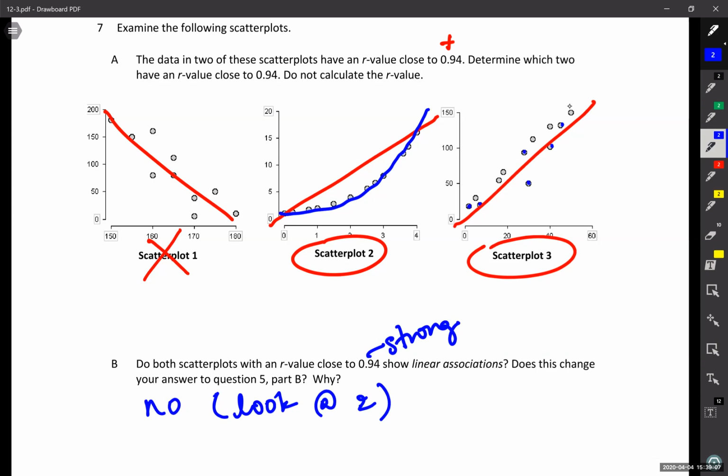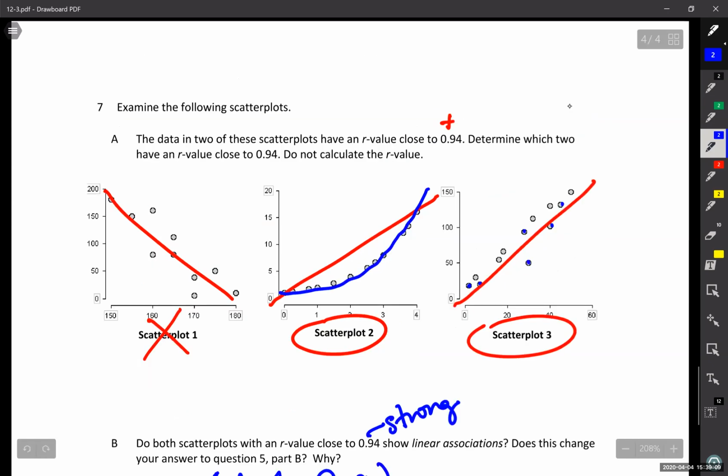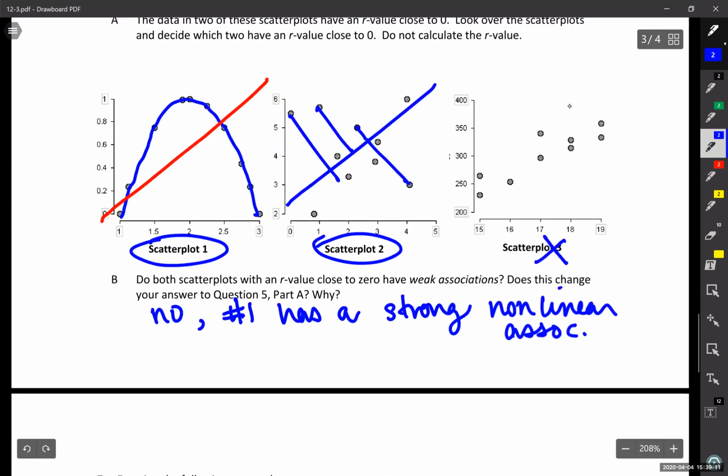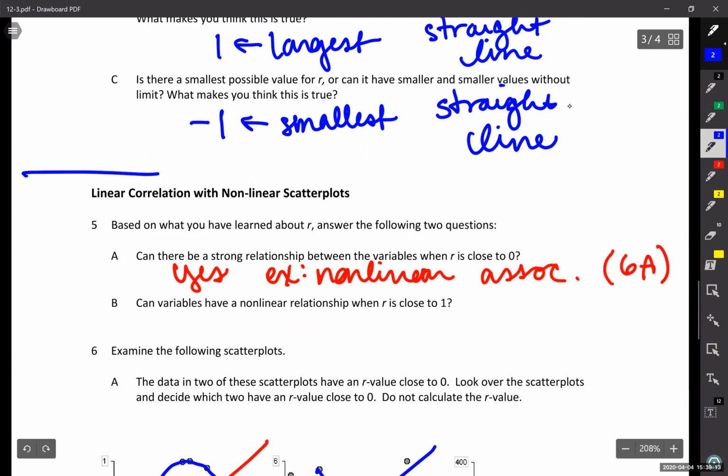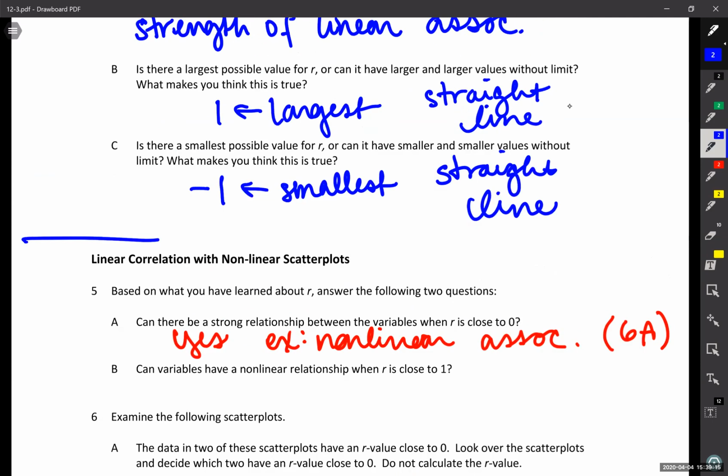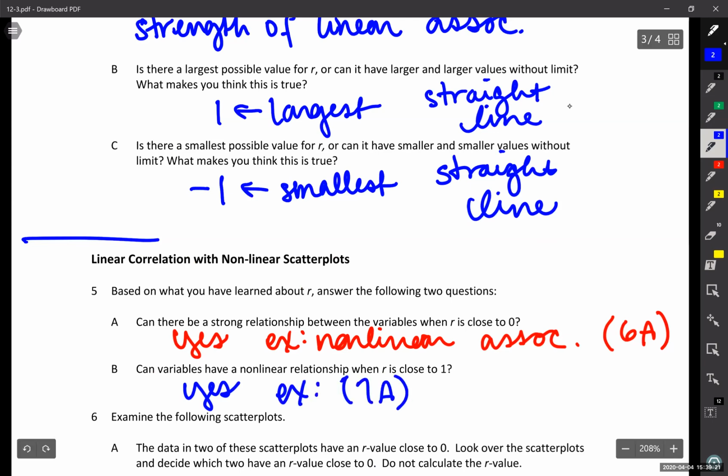So here, can variables have a nonlinear relationship and R is close to 1? Yes. For example, what was that? 7A. We're going to look at 7A. Or I'm sorry, it was 7B. It's the middle one. It was an exponential curve. Look at that. There's our COVID-19 example of the day, because it's going up really fast.